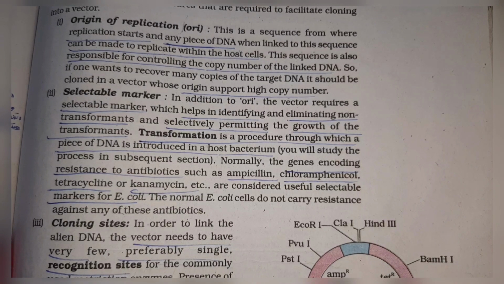Second feature is selectable marker. In addition to ORI, a vector requires a selectable marker which helps in identifying and eliminating non-transformants and selectively permitting the growth of the transformants. Transformation is a procedure through which a piece of DNA is introduced into the host bacterium. Normally, the genes encoding resistance to antibiotics such as ampicillin, chloramphenicol, tetracycline, or kanamycin, etc., are considered useful selectable markers for E. coli. The normal E. coli cells do not carry resistance against any of these antibiotics.